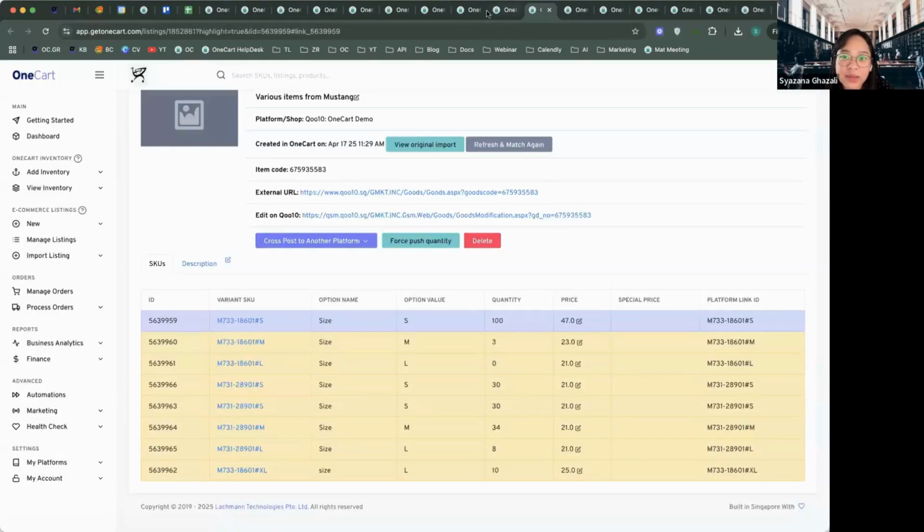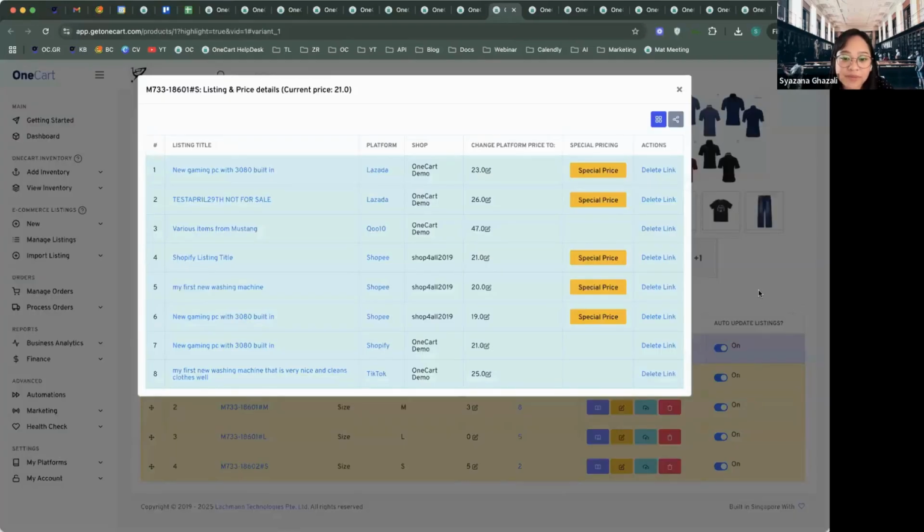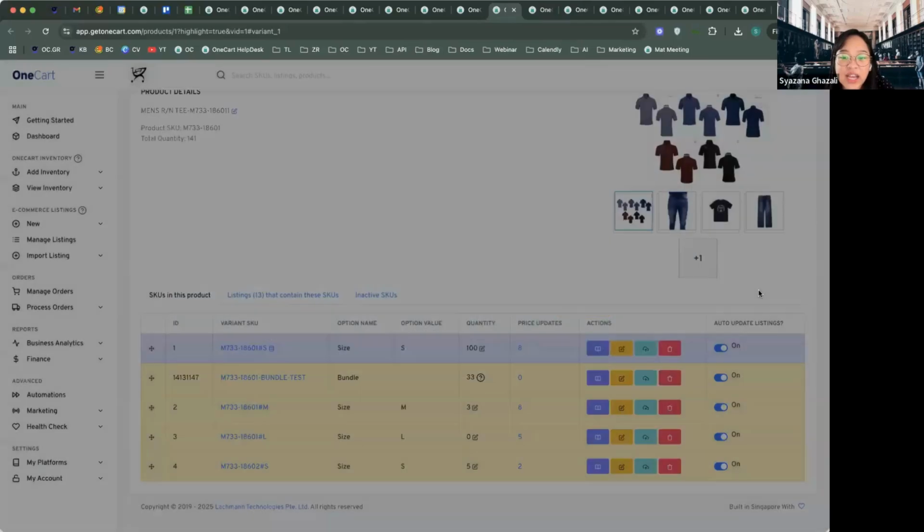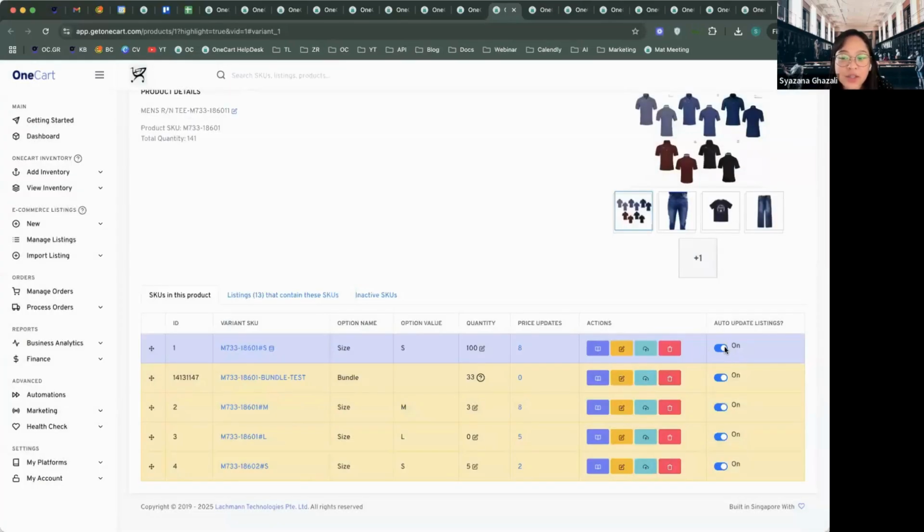So meaning there's no connection anymore in OneCart. Alternatively, it's just to turn off the auto update. If you turn off auto update, basically OneCart will not be pushing any quantity.